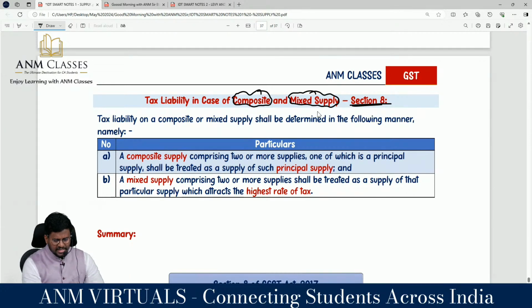Yes, sir. Tax liability on composite and mixed supply shall be determined in the following manner. A composite supply comprising two or more supplies, one of which is a principal supply, shall be treated as a supply of such principal supply.